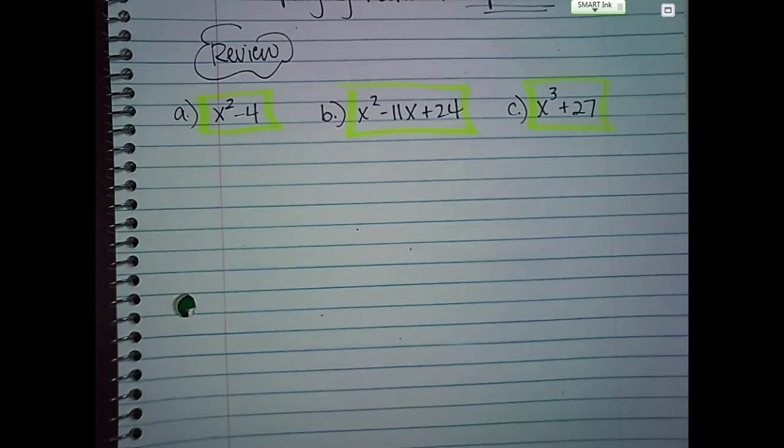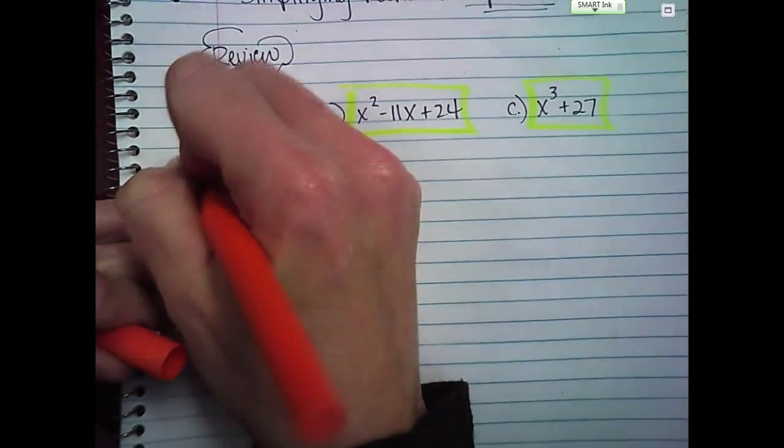Factor them as quickly as you can. Alright, for A, it's the difference of perfect squares, right? So you should have just gotten x plus 2, x minus 2. Agreed? That was kind of straightforward, right?